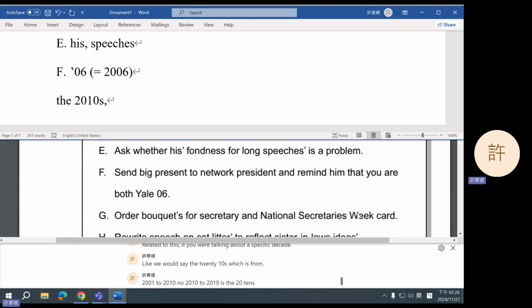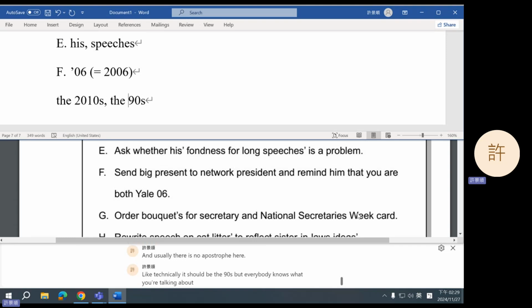But before the year 2000, we would say like the 90s. And usually there is no apostrophe here. Technically it should be the '90s, but everybody knows what you're talking about, so we don't need an apostrophe.